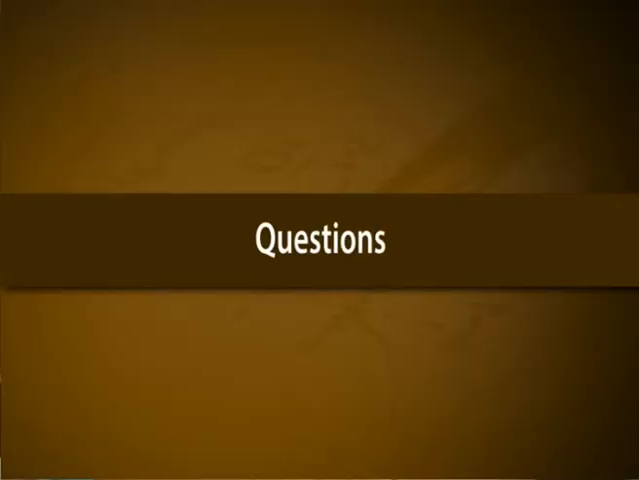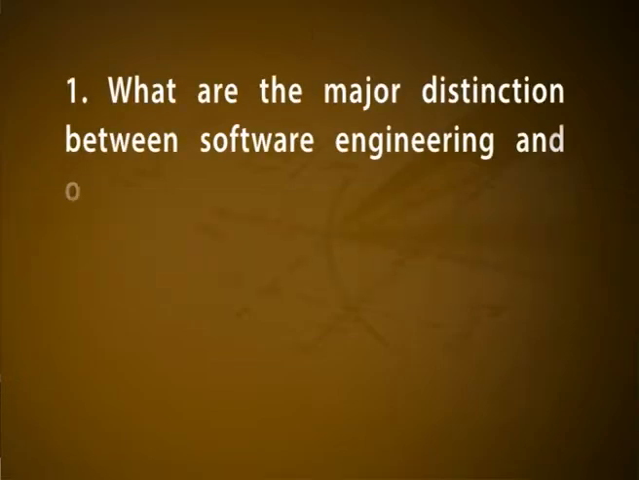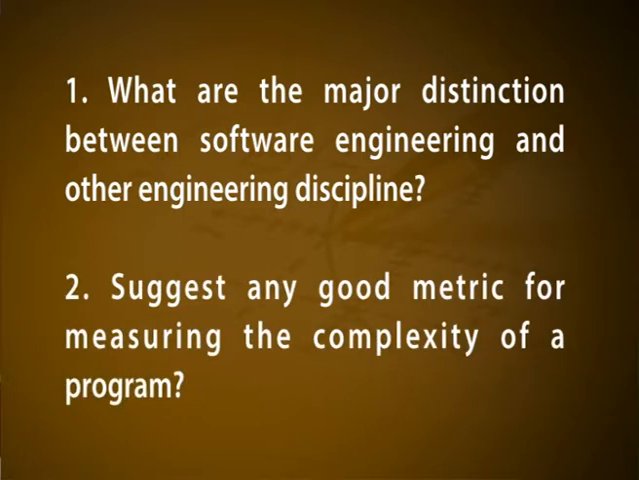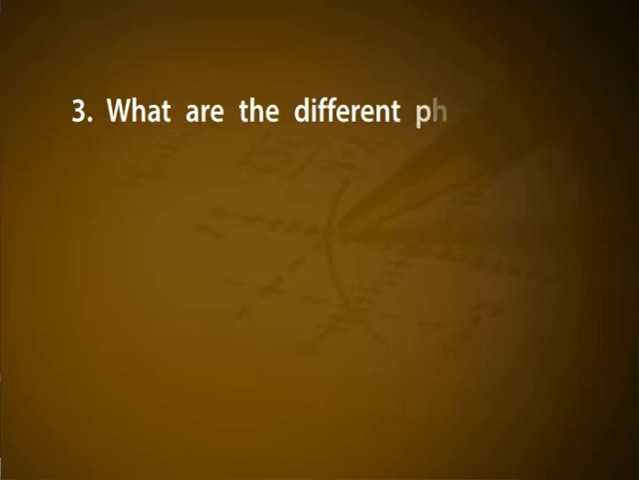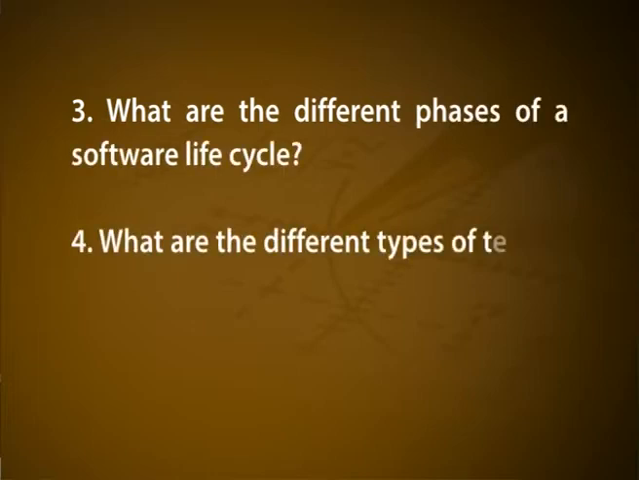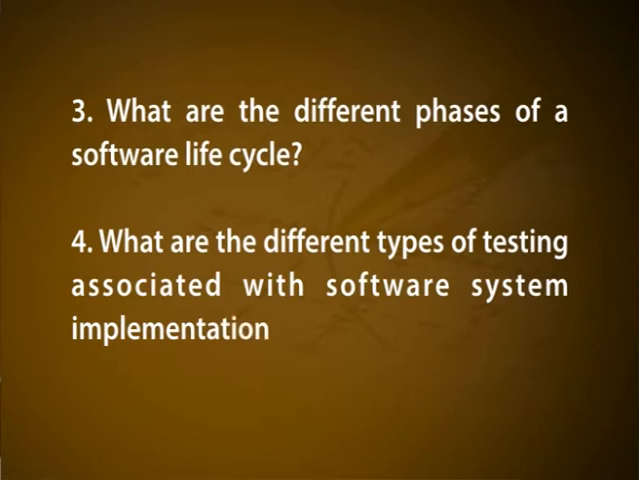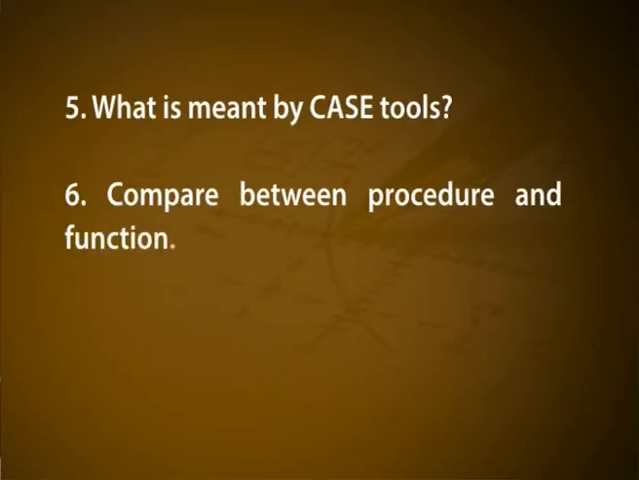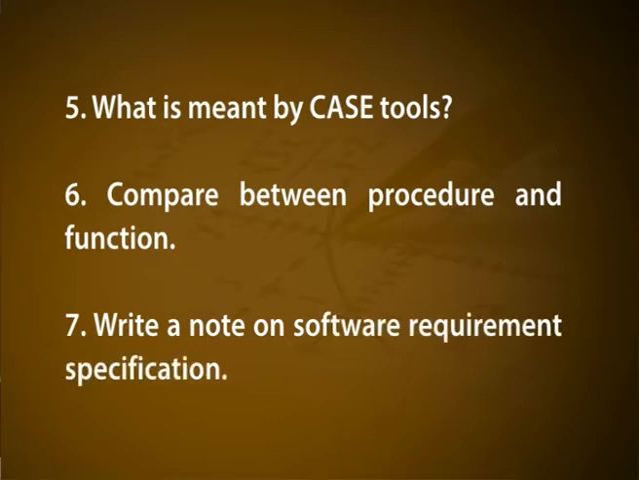Before we attend the next unit, please try to answer the following questions. What are the major distinctions between software engineering and other engineering disciplines? Suggest any good metric for measuring the complexity of a program. What are the different phases of a software development life cycle? What are the different types of testing associated with a software system implementation? What is meant by CASE tools? Compare between procedure and function. Write a note on software requirement specification.